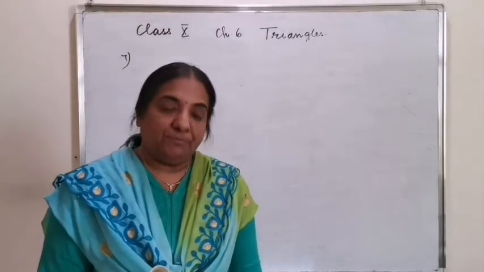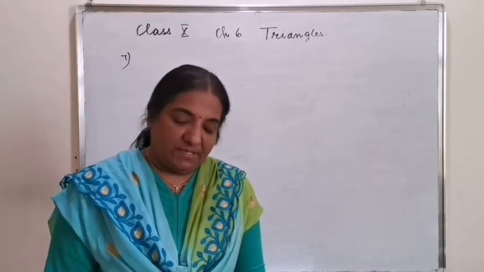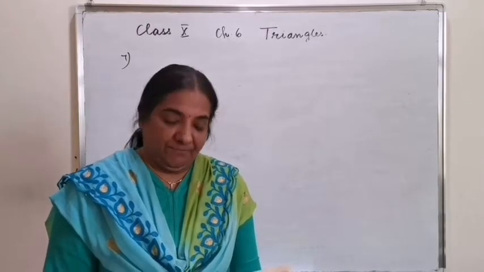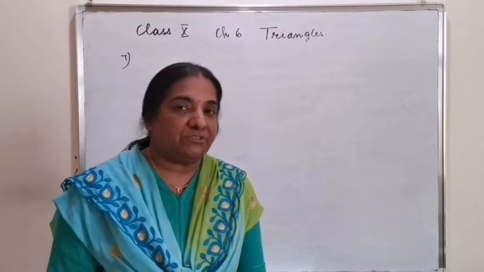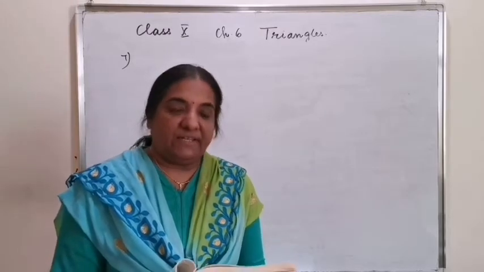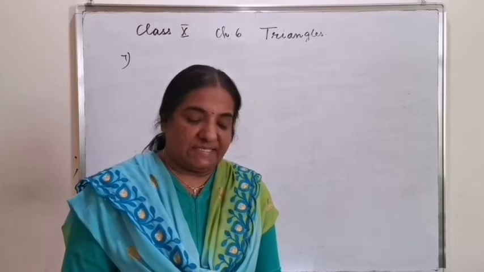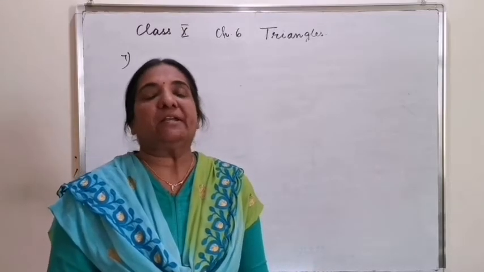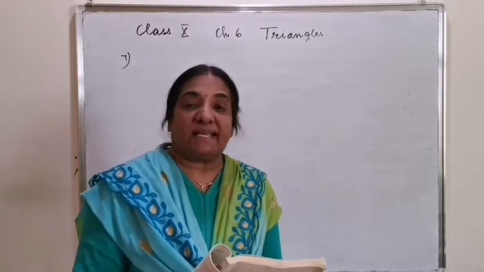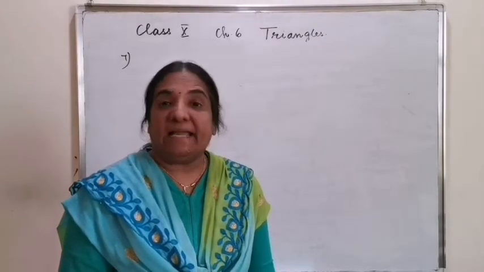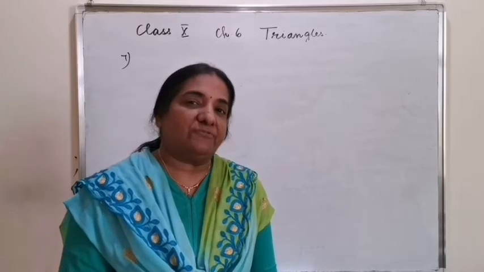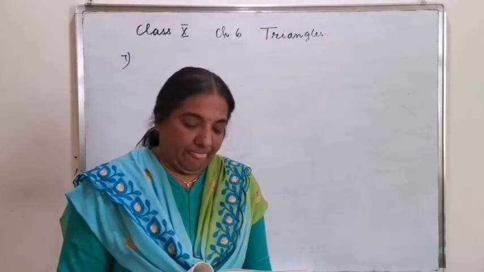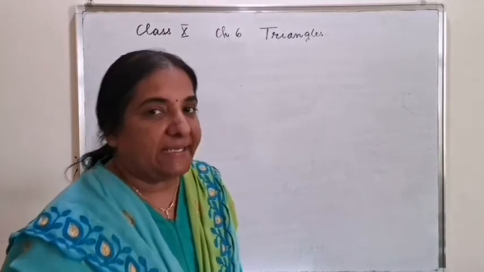Question number 7. Prove that sum of the squares of the sides of a rhombus is equal to sum of the squares of its diagonals. A very important 3-mark question. Prove that sum of the squares of the sides of a rhombus. What's the peculiarity of a rhombus is all the sides are equal as well as the diagonals bisect at right angles. That is why this question has come in this exercise. Sum of the squares of the diagonals.